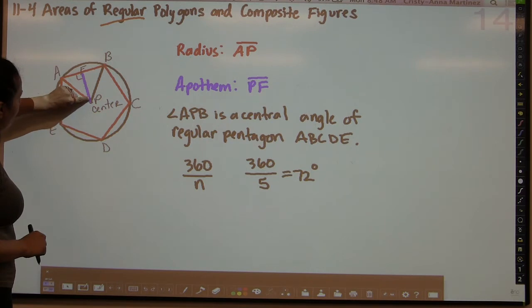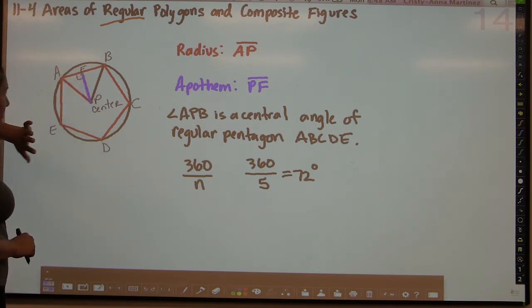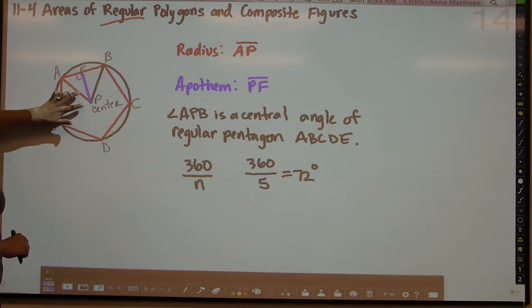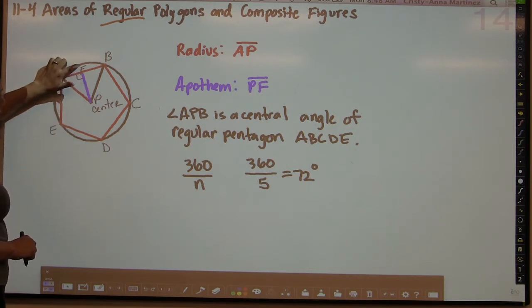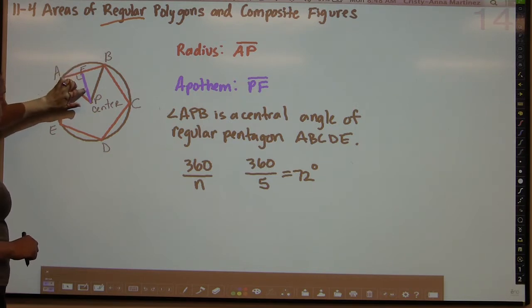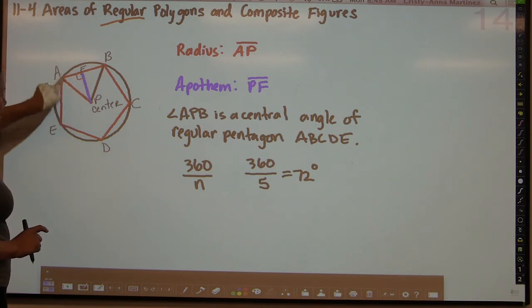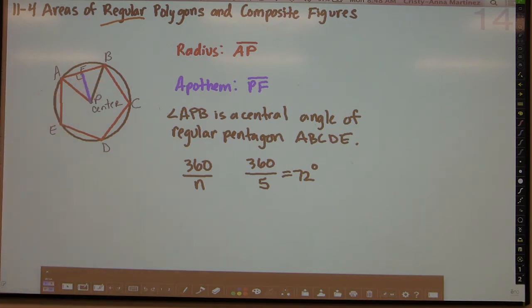And then what you have here in blue is the height of that isosceles triangle. But I want to be very clear that you can see from the diagram that this segment, the blue one, doesn't extend all the way to the circle. So clearly the blue segment is shorter than the radii, which are these segments here. And so we have a special name for that segment. It's called an apothem.